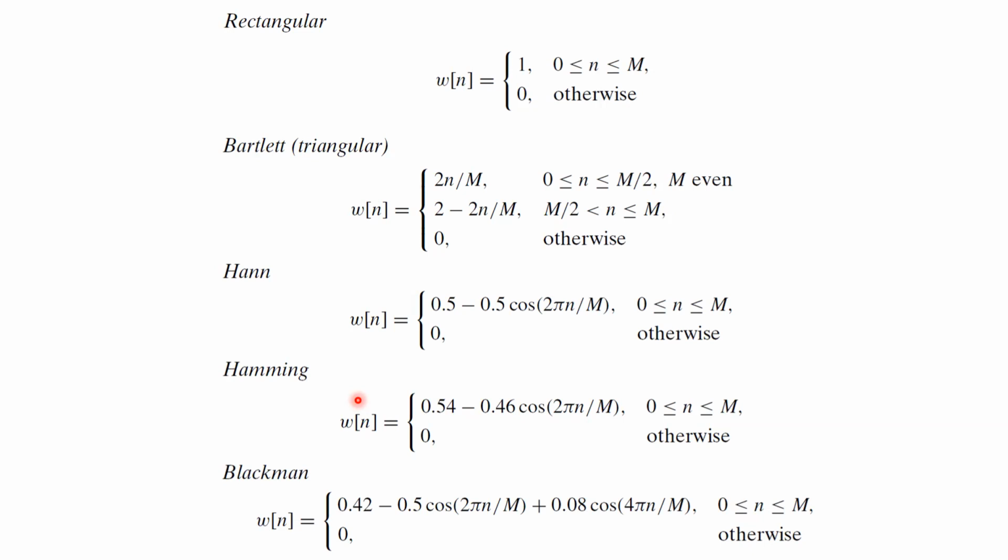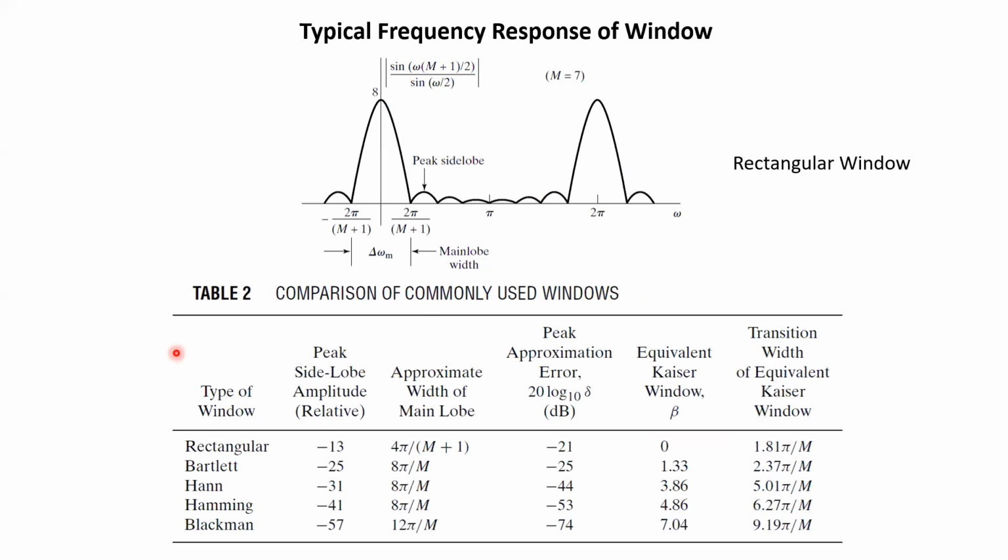After generating such windows, we also have to get their frequency response. What kind of frequency response is this window going to give? Normally you will have this kind of frequency response. This frequency response corresponds to the rectangular window. We know that for a rectangular pulse, if you calculate its Fourier transform, it will have a sinc function.